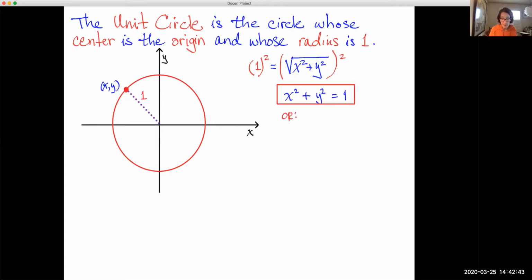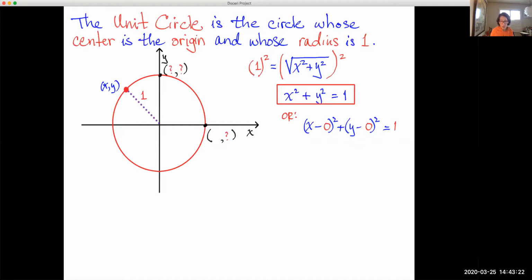Another way to write that would be (x minus 0) squared plus (y minus 0) squared equals 1. That reminds us that the center is the point (0, 0). That's how we write the equation of a circle centered at a point. On Monday, we were using the letters h and k for the center of a circle. Now h and k are both 0, so we can just write x squared plus y squared equals 1.